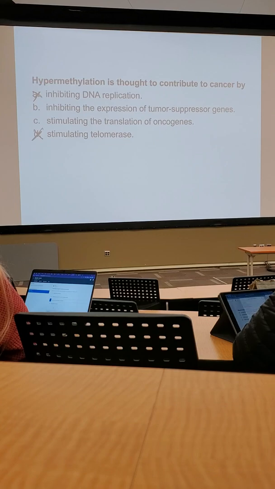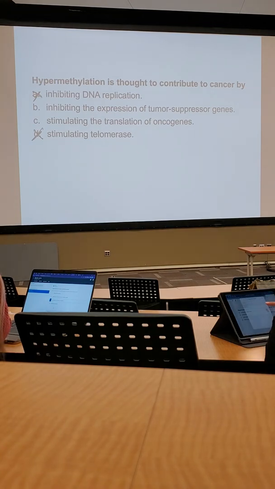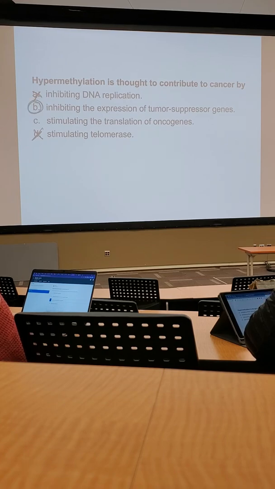Then we have inhibiting the expression of a tumor suppressor or stimulating the translation of oncogenes. So we just today talked about tumor suppressor and oncogenes, so if you're still kind of thinking about those differences, that's fine. You can answer this question based just on the first word, inhibit or stimulate. If methylation inhibits transcription, and you're putting more methylation out there, you're going to inhibit the expression of something. So the best answer here is B. Any questions on that?